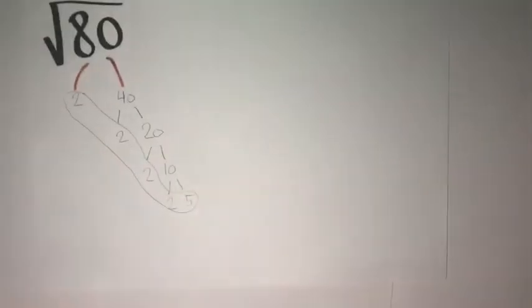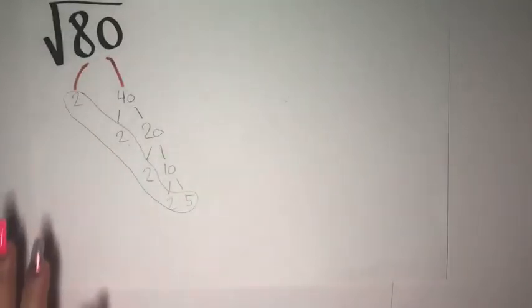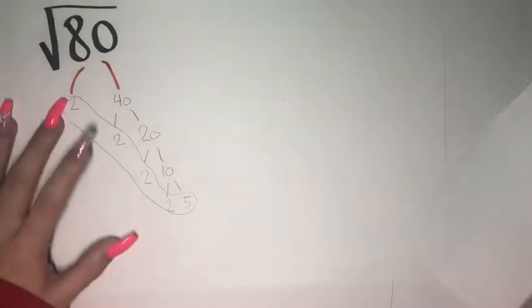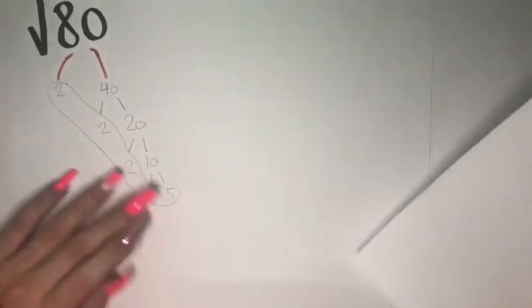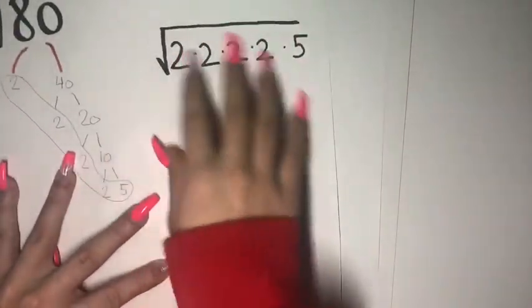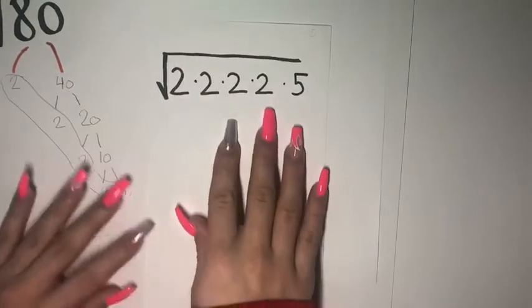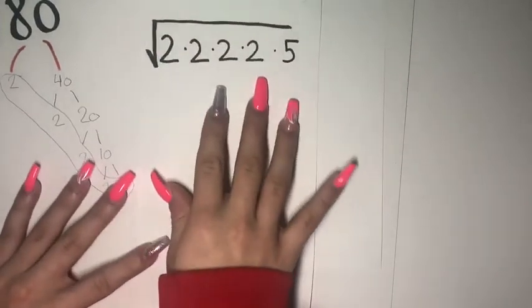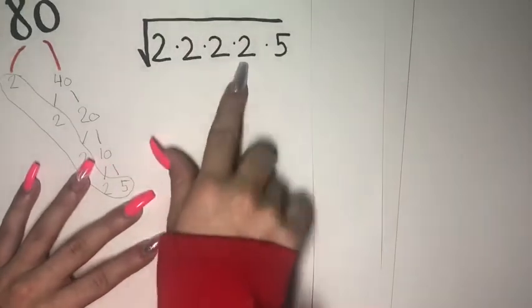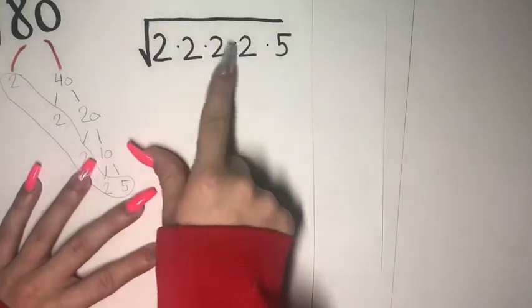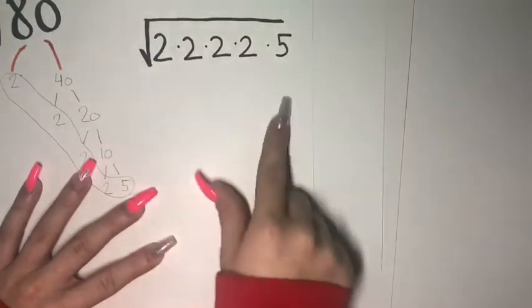So with our prime numbers, we're going to take the 2, the 2, the 2, and the 2, and 5, and we're going to put it into this lovely square root. So these numbers all add up to 80 if we multiply them together. 2 times 2 times 2 times 2 times 5 equals 80.